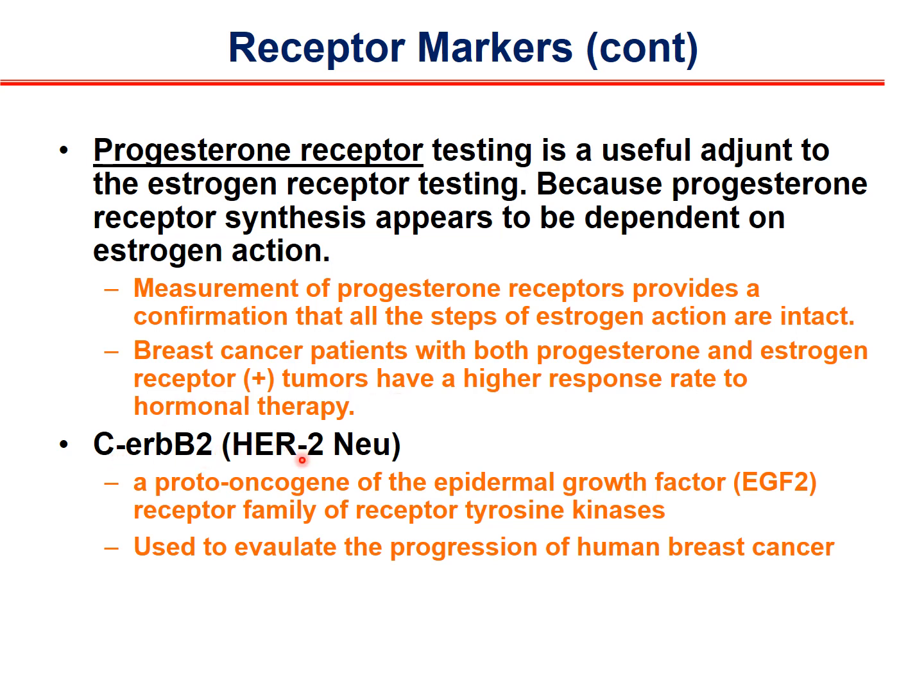CERB2 or HER2/neu is the proto-antigen of the epidermal growth factor 2 receptor family of receptor tyrosine kinases, used to evaluate the progression of human breast cancer.